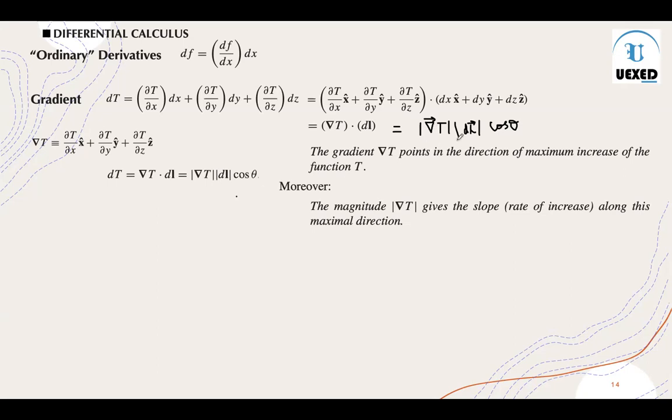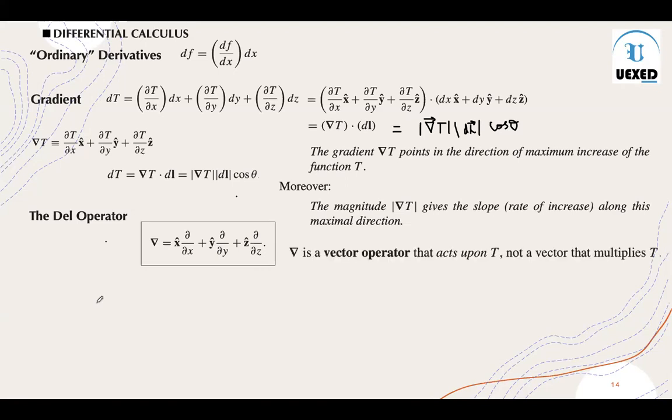So yeah, the thing which I wrote is actually written in terms of this. Okay, and therefore this del operator which I talked about can be written as delta equal to x-hat del over del x, and so on. This is just partial derivatives, and you can go to three-dimensional space because we are talking about three dimensions here. So delta is a vector operator that acts upon t, as we had seen here, and not a vector that multiplies t. This is a very important statement that one has to understand.